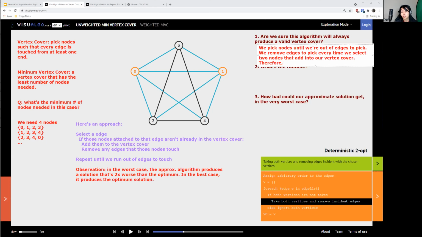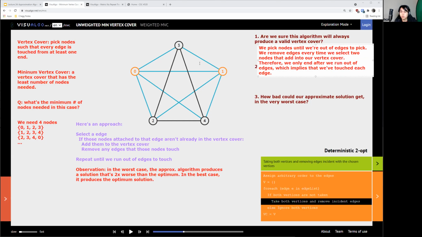Therefore, we only end after we run out of edges, which implies that we've touched each edge, right? So we're picking nodes until we run out of edges to pick. That's just generally the algorithm that we're doing, right? In purple here, or pink, however you want to interpret this color, we remove edges from consideration every time we select 2 nodes that add to our vertex cover, right?